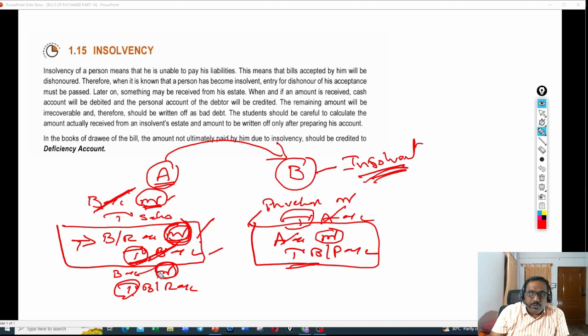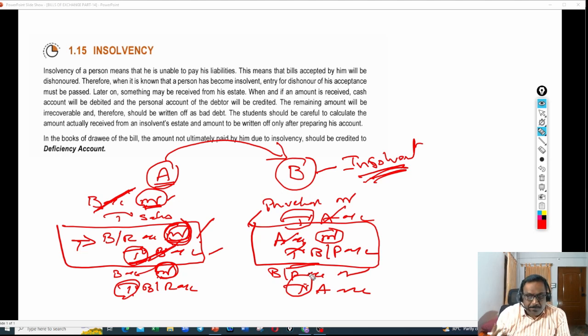Similarly, what will B do? B will post a dishonor entry. What dishonor entry will he post? He will debit bills payable account because he has to nullify this bills payable, as that is no more applicable. So bills payable account debit to A account. See, again A account is created. Why? Again A becomes a creditor in his books. He is supposed to pay that amount.